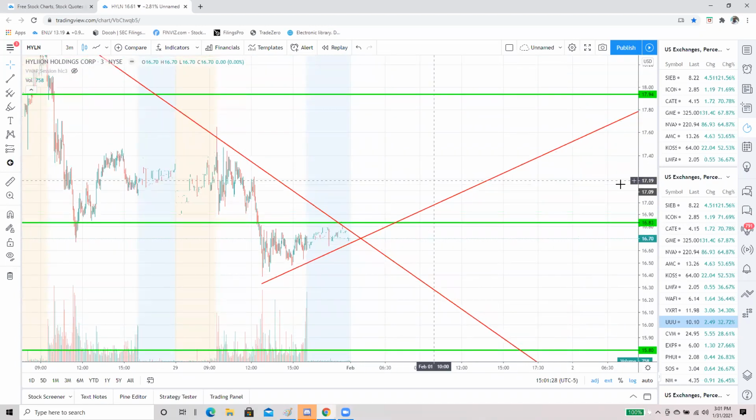This is not my area of expertise. What's my area of expertise? When I see this thing show up on my scanner, that's when I look for an entry, and I'm in and out that day.